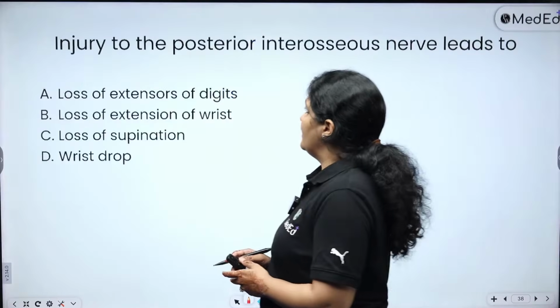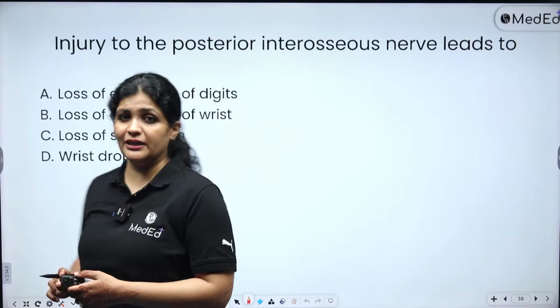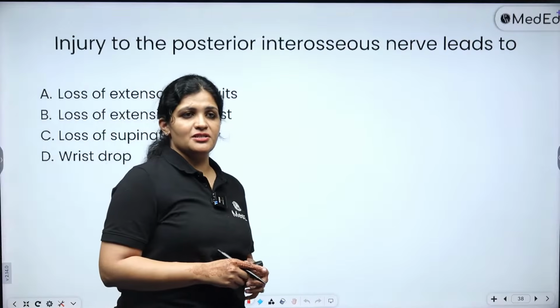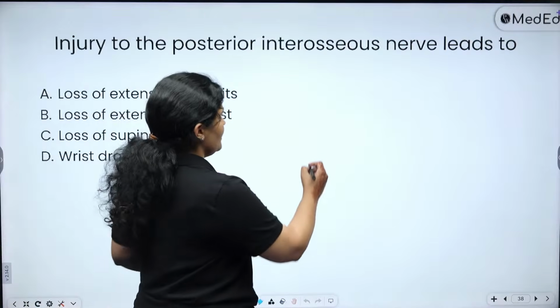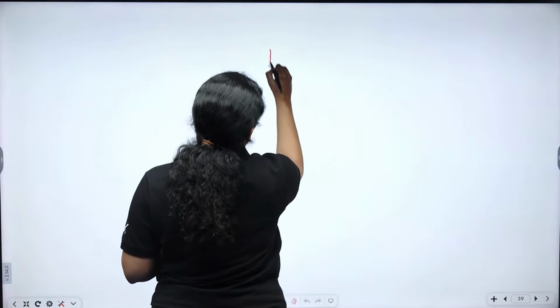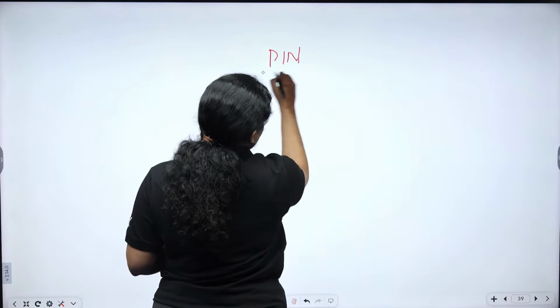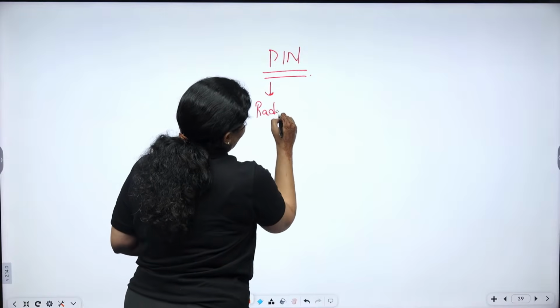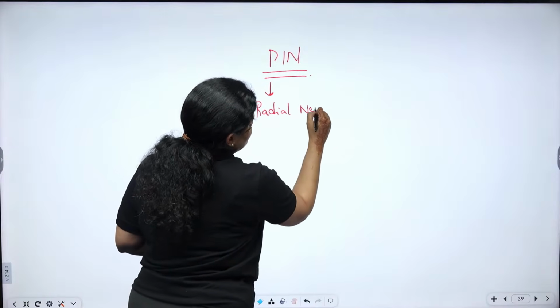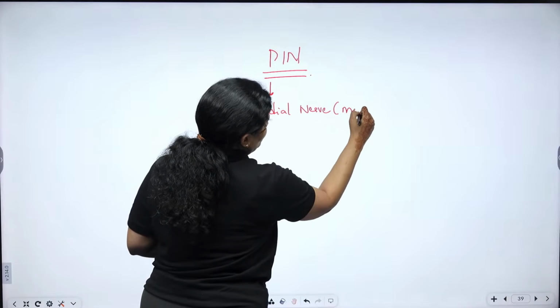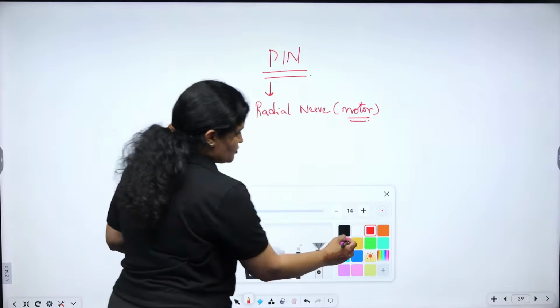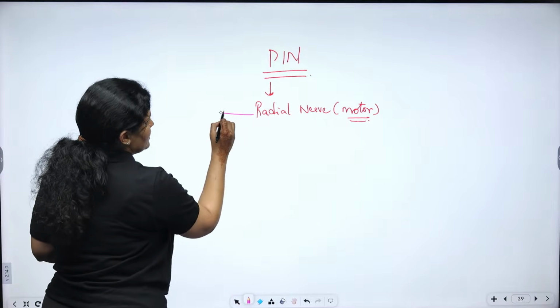Okay. Now the next one: injury to the posterior interosseous nerve leads to. So what is the posterior interosseous nerve? It is called the PIN, and this is a branch of your radial nerve. You have to remember that this is a purely motor nerve, and the PIN is also purely motor. If you get back to the radial nerve, what does it supply?